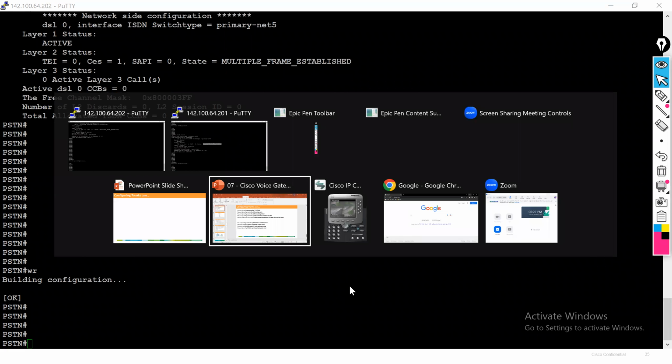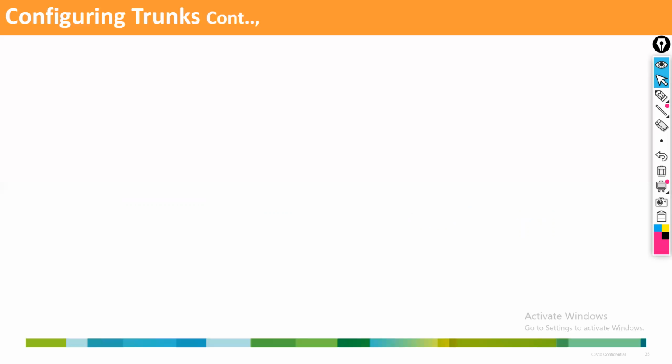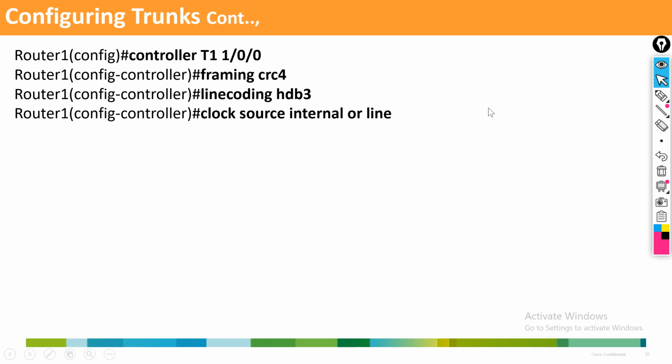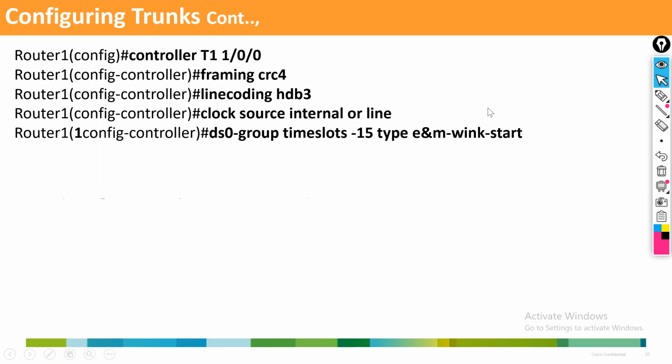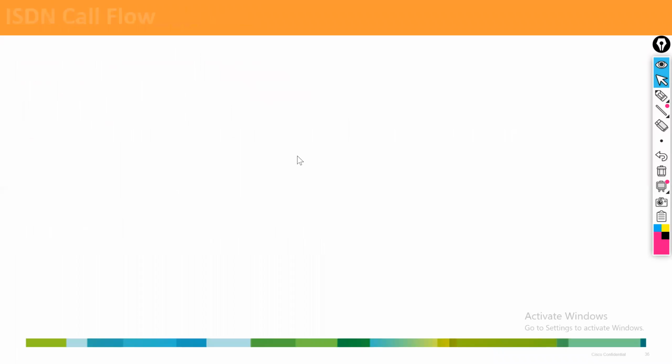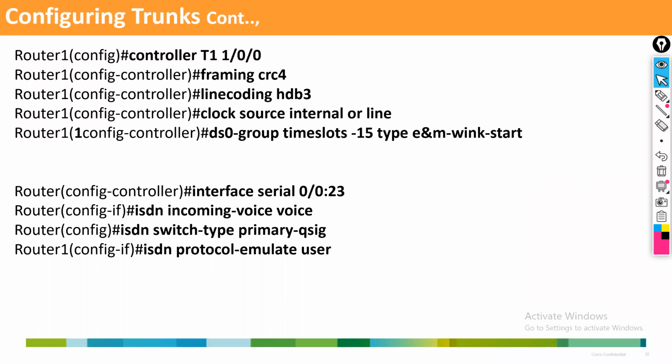Clear? Any doubts, any questions? So that's the configuration, if you remember. Same thing we have done, right? Then after, this is the example I have taken for T1: ISDN incoming voice, switch type, protocol emulate, network. Any doubts, any questions? Because I'm expecting one question here. That's the reason I'm asking you guys.